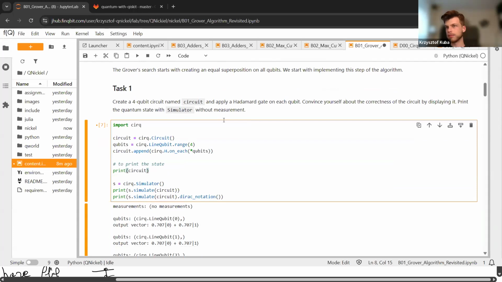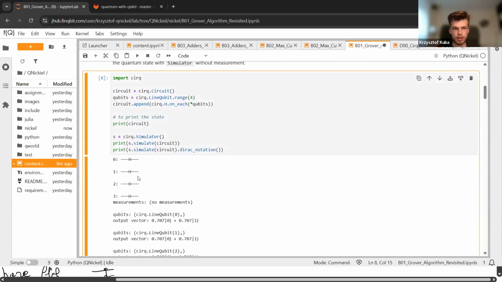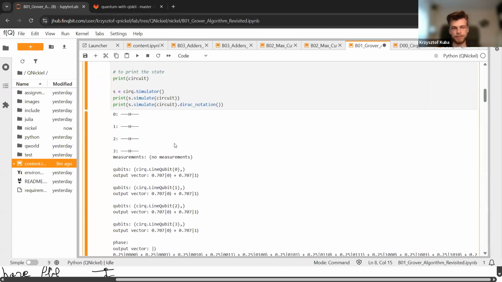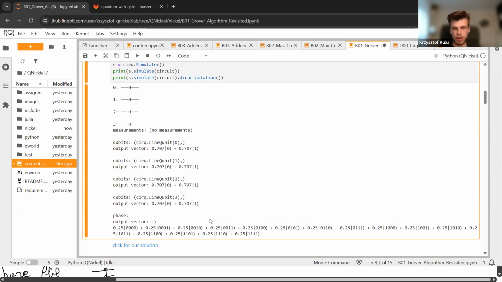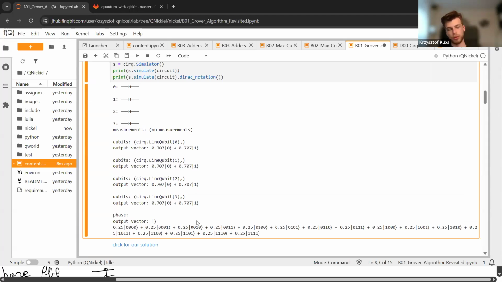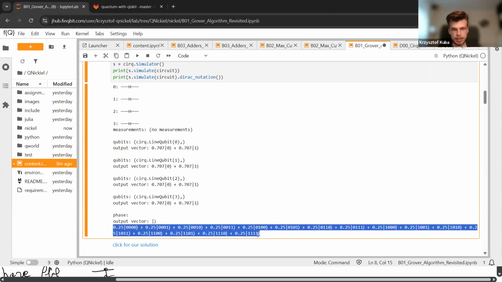So I don't know if you're ready or not. Yeah, he's ready. So we initialize the circuit with 4 qubits, apply a Hadamard gate on each qubit, and then print the circuit. Again, here is the printed circuit, and we have, as we confirmed, the superposition of all the possible states with 1 over 8, so 2 to the 3 different states.